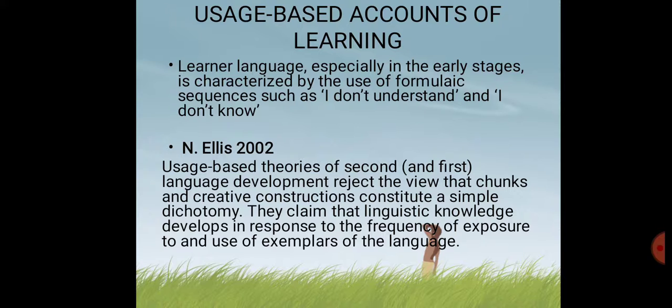Based on Ellis in 2002, usage-based theories of second and first language development reject the view that chunks and creative construction constitute a simple dichotomy. They claim that linguistic knowledge develops in response to the frequency of exposure to and use of examples of the language.